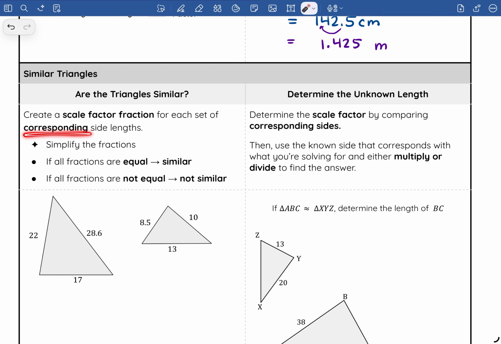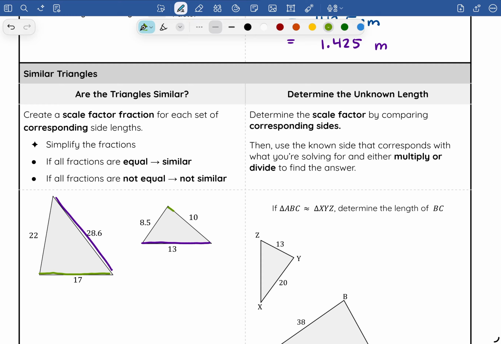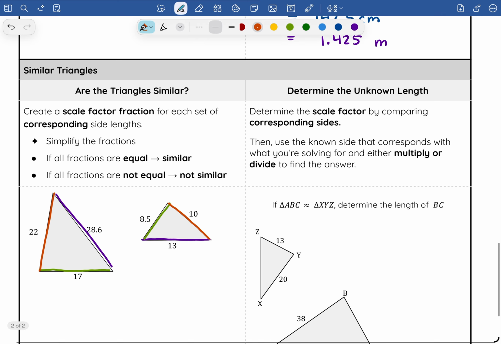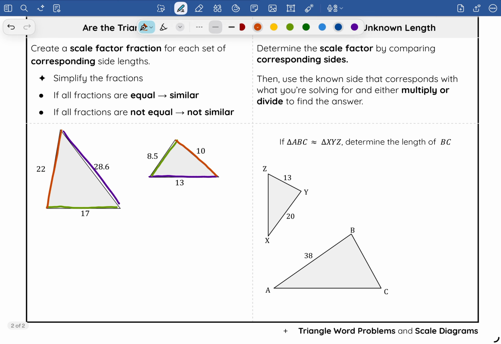We need to make sure that we're choosing the corresponding side lengths, which means we want to choose the long side on this triangle to go with the long side on this triangle. Same with the shortest side on this one will correspond with the shortest side on this one. And then we have the side that's left over, and those ones need to match as well. So doing this, we need to check that every scale factor fraction gives us the same scale factor decimal. And I typically recommend putting your big triangle numbers over your small triangle numbers. This will just give you a scale factor that's bigger than 1, and it's kind of nicer to look at. That's up to you though.